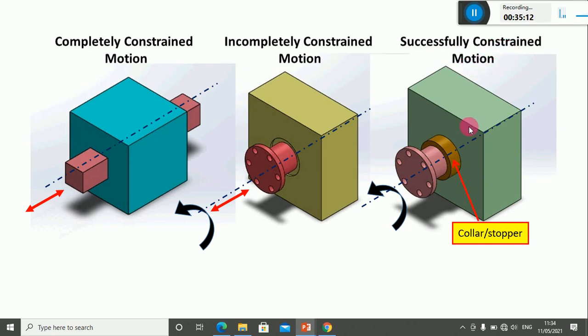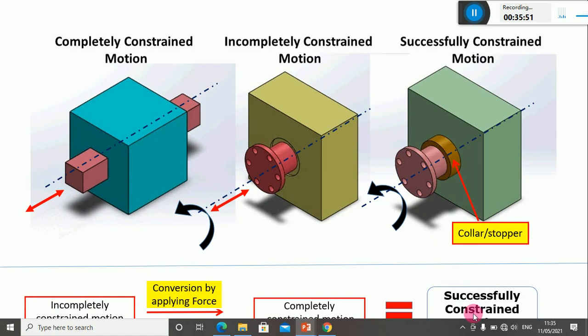It means the method of converting an incompletely constrained motion to a completely constrained motion by using some external force or some external kinematic links, so that the path is restricted to only one direction, either a sliding or a rotary. But in this case, after providing a stopper, the shaft can only rotate, it cannot slide. It means the restriction is to only rotate. Hence, this method of converting an incompletely constrained motion to a completely constrained motion is known as successfully constrained motion.